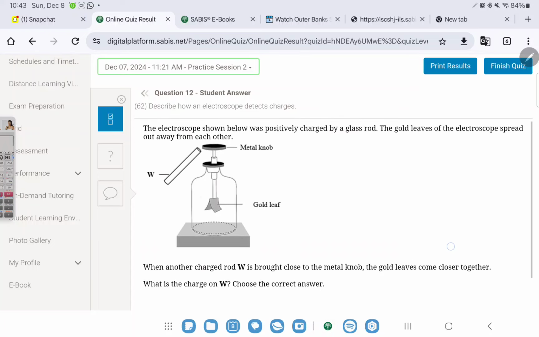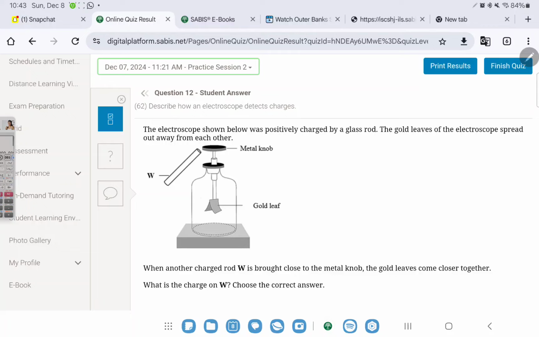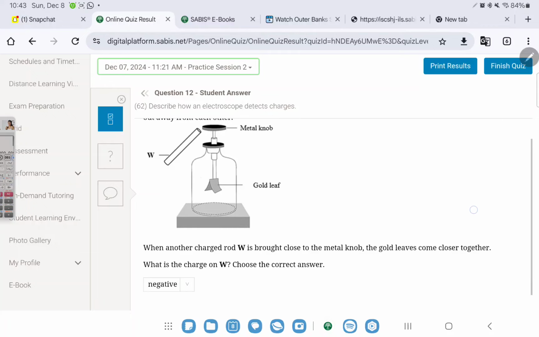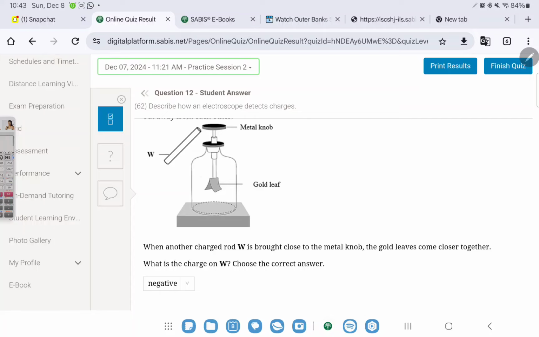Now, here you have an electroscope, shown below with a positively charged glass rod. The gold leaves spread away from each other. When another charged rod is brought close to the metal knob, the gold leaves will be close together. So if positive made them far from each other, then what's gonna make them close?